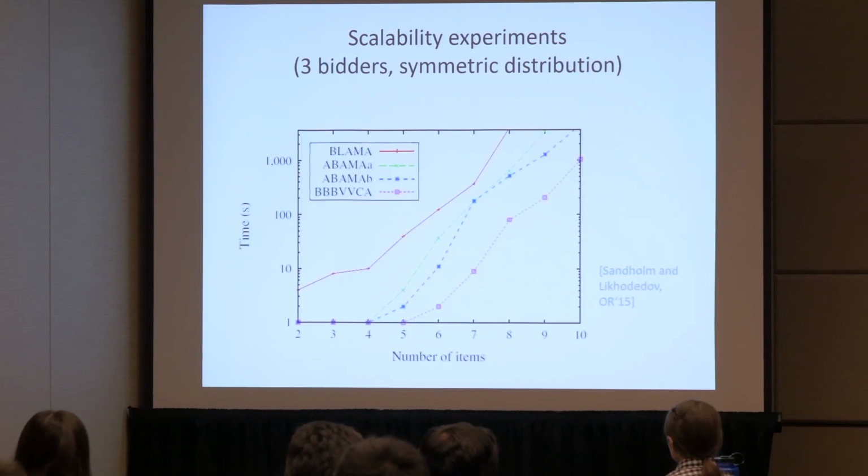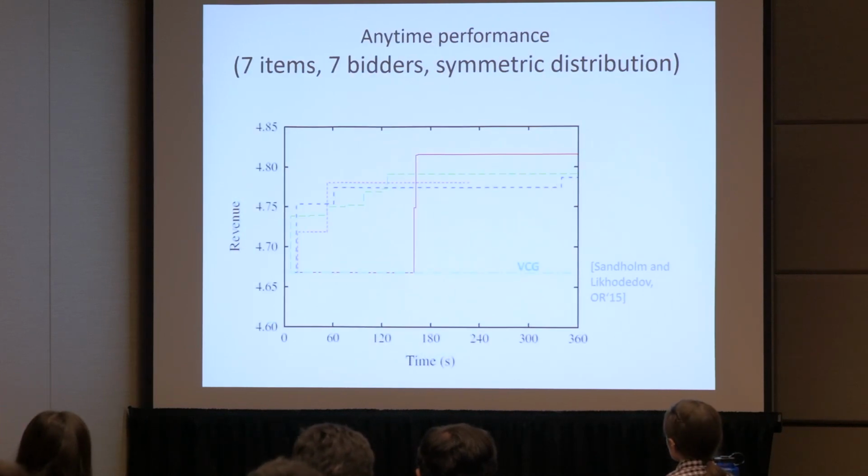If we move to the number of items, we're actually exponential in runtime to local optimum. This is 3 bidders, symmetric experiments. Again, the same order of the algorithms, naive algorithm slowest, and the fastest is the one where we tweak the VVCA parameters with the economic insights. And this is really the most important slide here. This is anytime performance on a 7-item, 7-bidder symmetric distribution. And now this is huge as far as combinatorial auctions go.